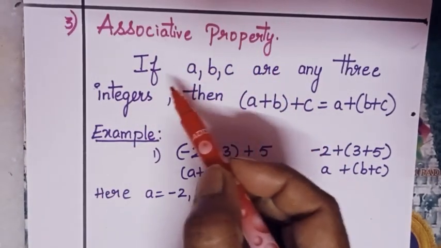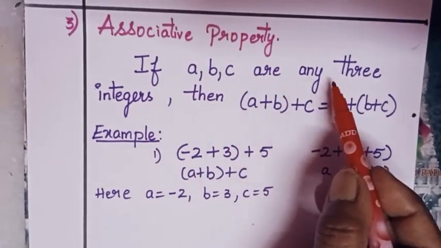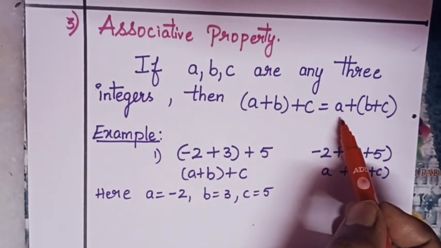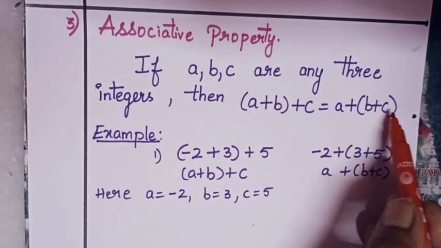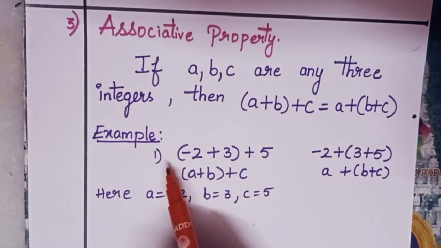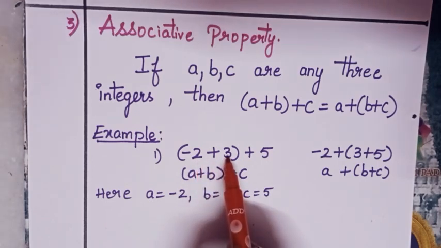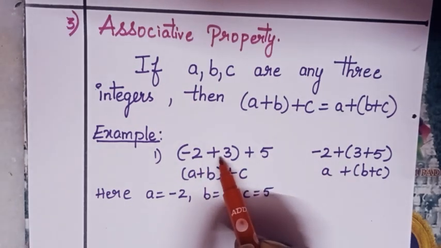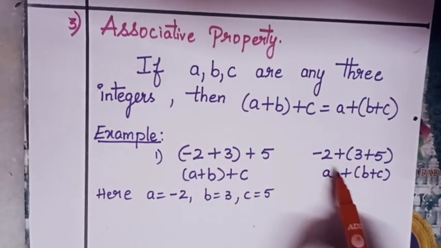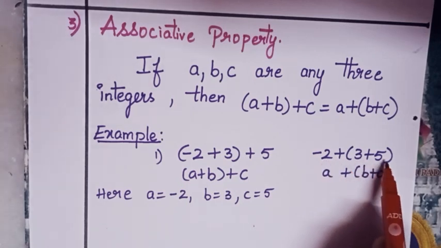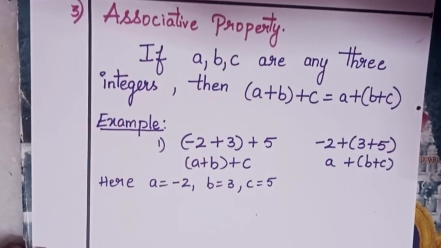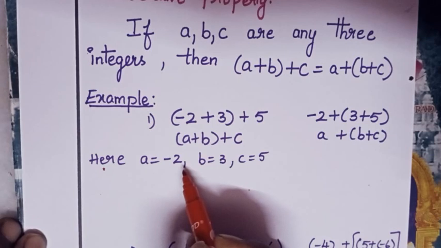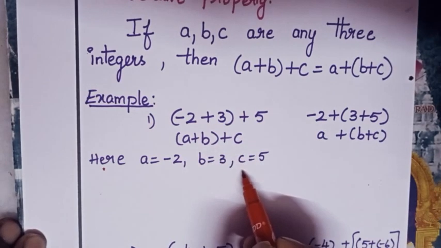Associative property: if A, B, C are any three integers, then A plus (B plus C) equals (A plus B) plus C. For example, children, (minus 2 plus 3) plus 5, and this is LHS, children, left hand side. Right hand side, A plus (B plus C), that is minus 2 plus (3 plus 5). I'll explain you neatly. Here we have taken A equals minus 2, B equals 3, C equals 5.